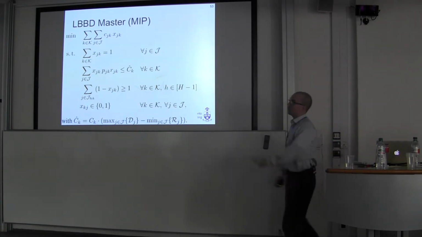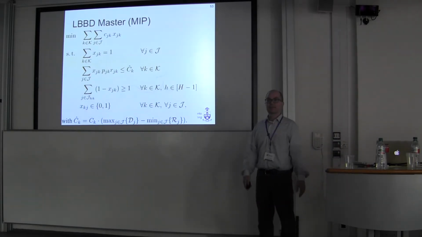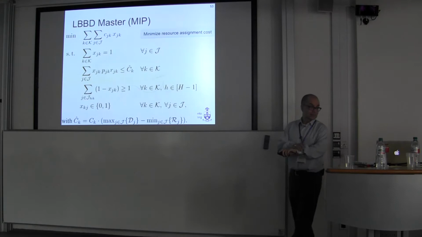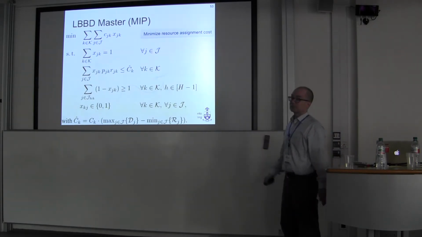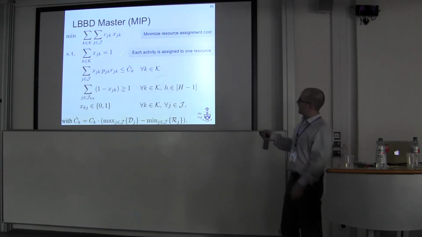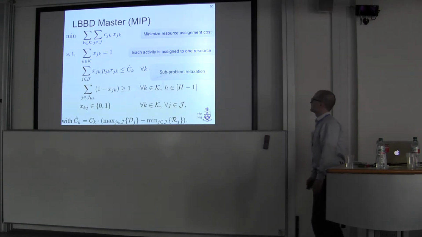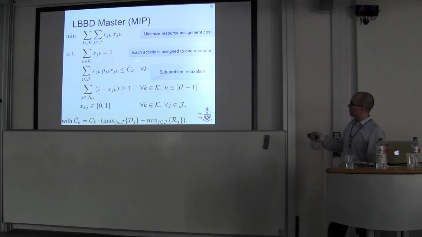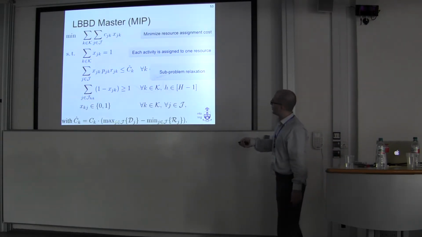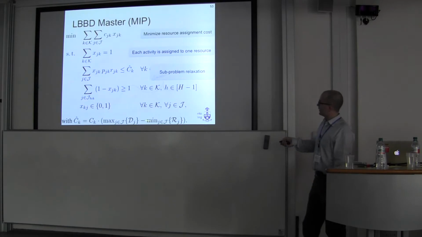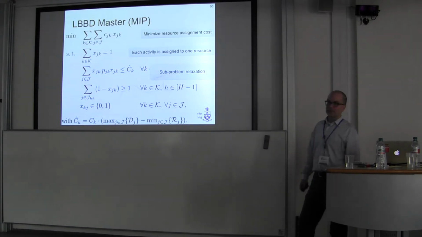So, those were two monolithic models. Here I'm going to do a master problem model. Same cost function. Same resource assignment. This is going to be my subproblem relaxation, which is just what I explained to you for all the jobs assigned to a resource, where the sum of their areas has to be less than or equal to the area that's available.